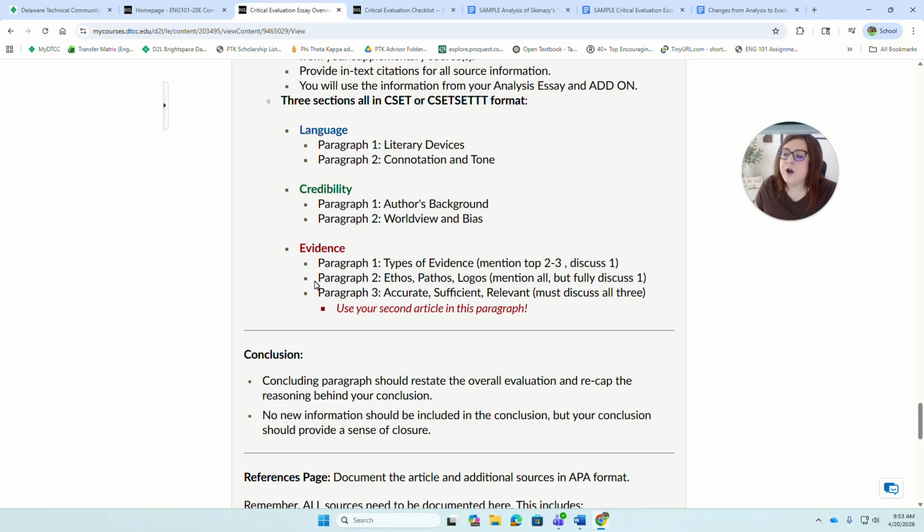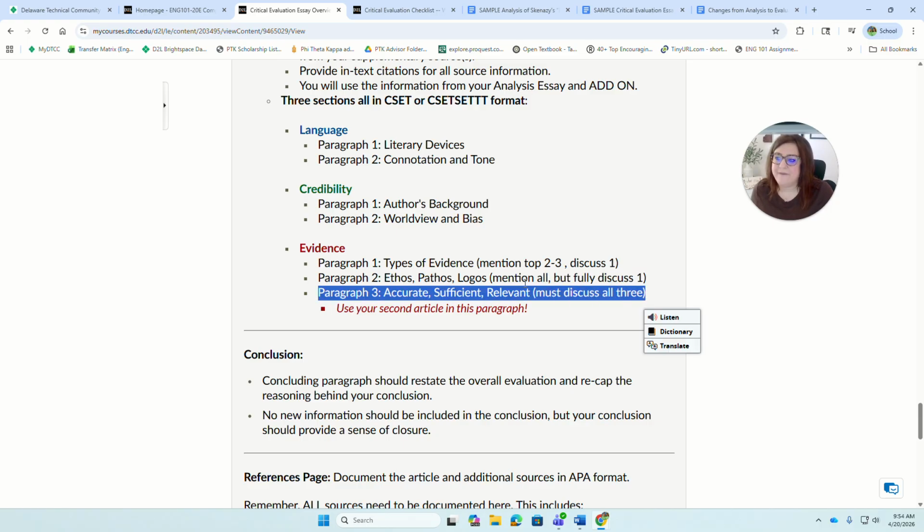So we are adding on a paragraph on ethos, pathos, and logos. You should probably mention all 3, but again, fully take the one that the author uses the most, and fully discuss it, explaining how this makes the argument weaker or stronger. And then finally, your other new paragraph is going to be a paragraph on what you learned in week 6, which is accuracy, sufficiency, and relevancy. You must mention all 3, but again, you need to develop one.